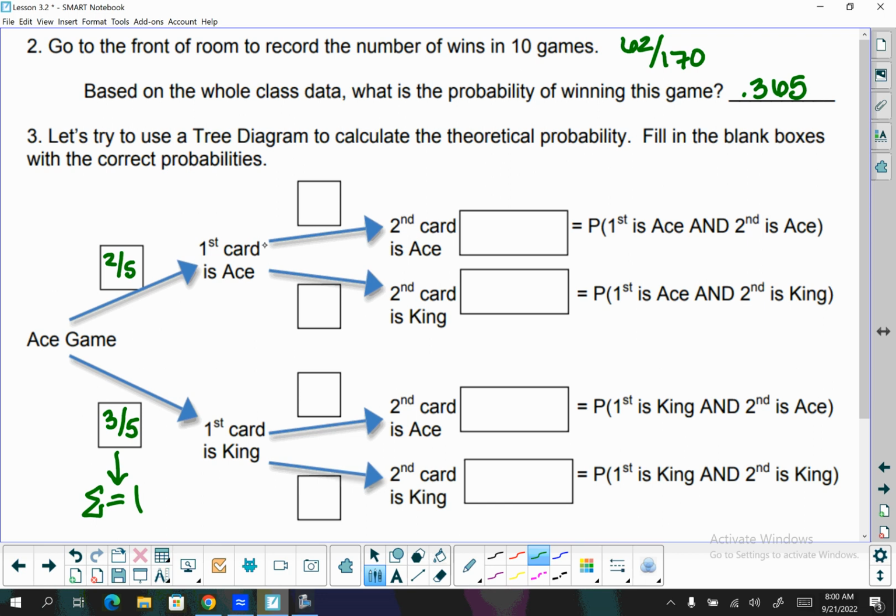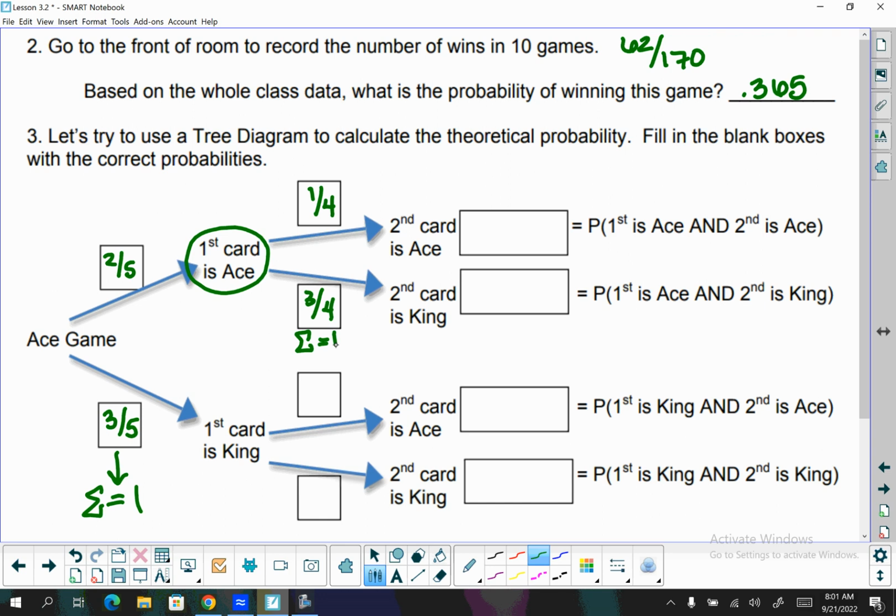Okay, so now let's assume the first card was an ace. So we take the ace out. What is the probability that the next card is an ace? It's a 1 out of 4. There's only 1 left in the deck, only 4 cards left in the deck. What's the probability that the second card is a king? A little bit bigger than that. 3/4. Yep. And those 2 are what's going to sum to 1 there.